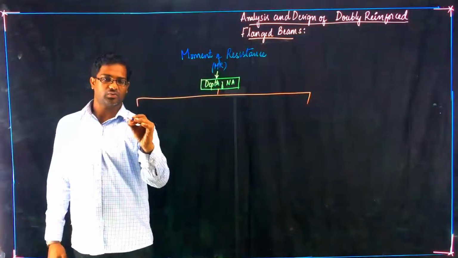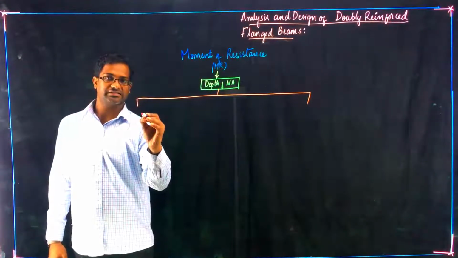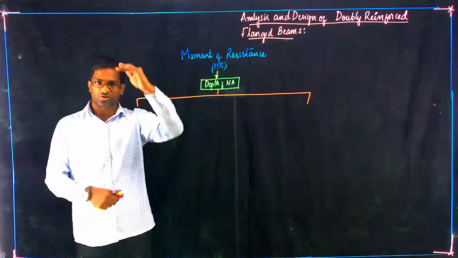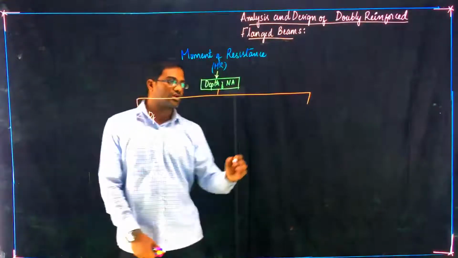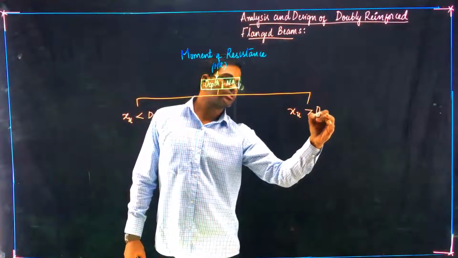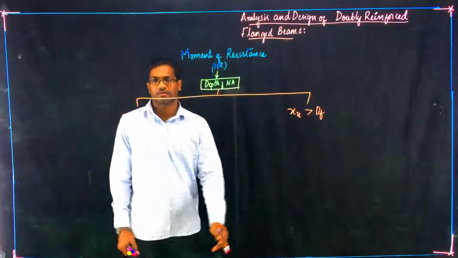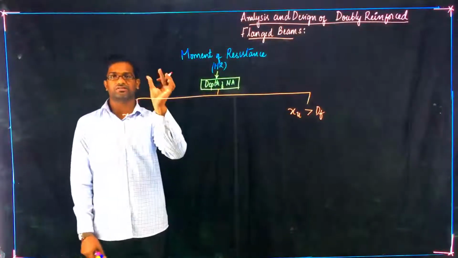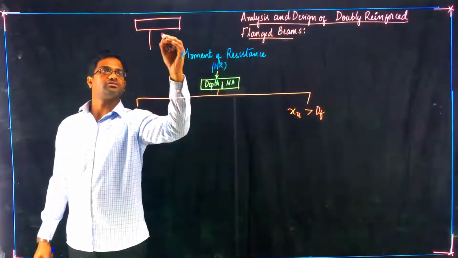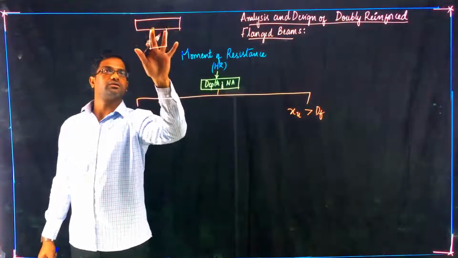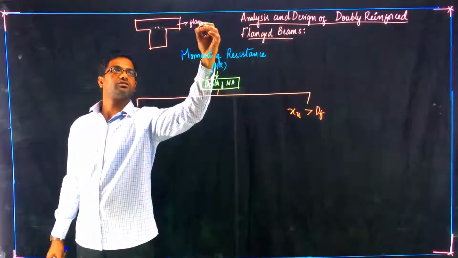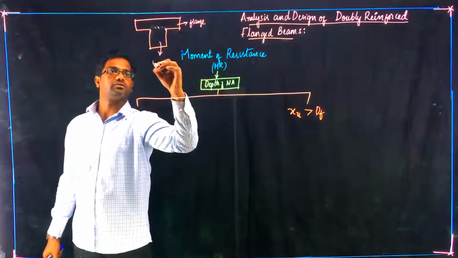One is when the neutral axis is within the depth of flange, and the other is when the neutral axis is within the web. So one is the case where it is in the web. Now remember this diagram. This is flange, and this is web.